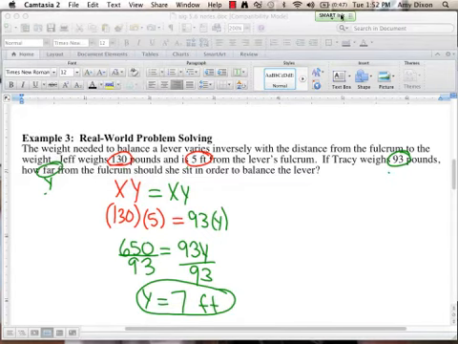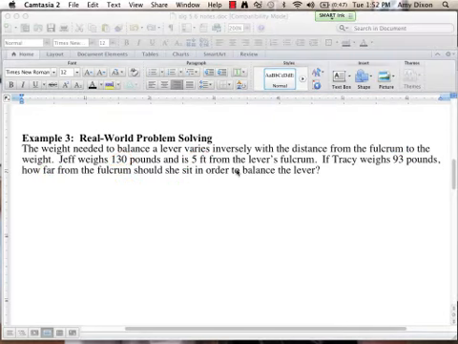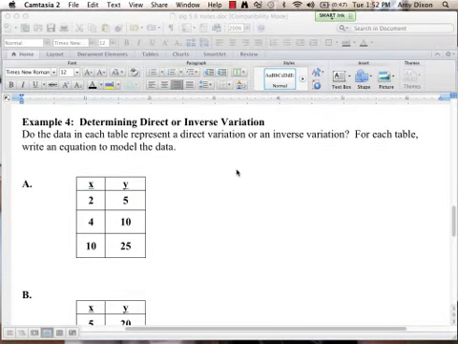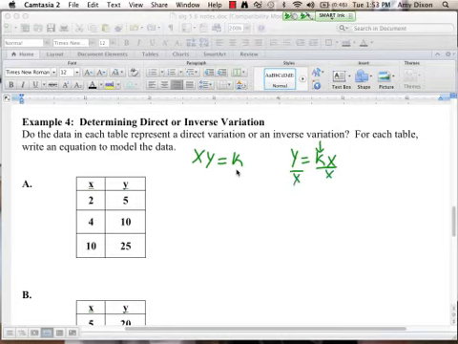All right, let's look at example 4. In example 4, we're going to decide whether something is a direct variation or an inverse variation. If it is an inverse variation, our x times y will equal k. If it is a direct variation, our y equals kx. And then to find out what k is, we divide both sides by x. So our k for a direct variation should equal y over x.